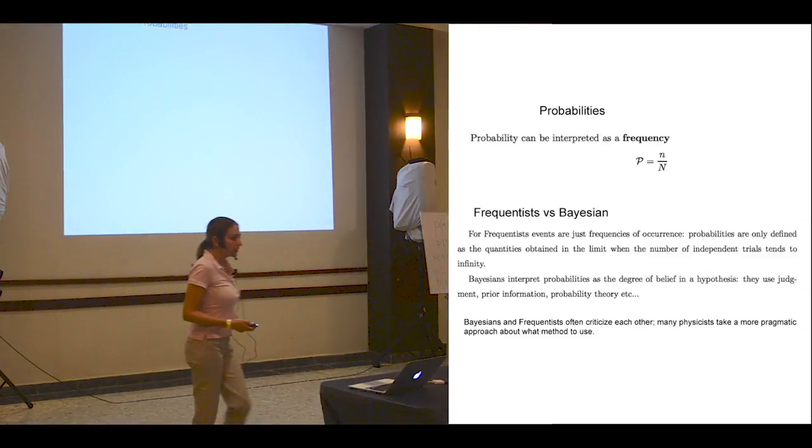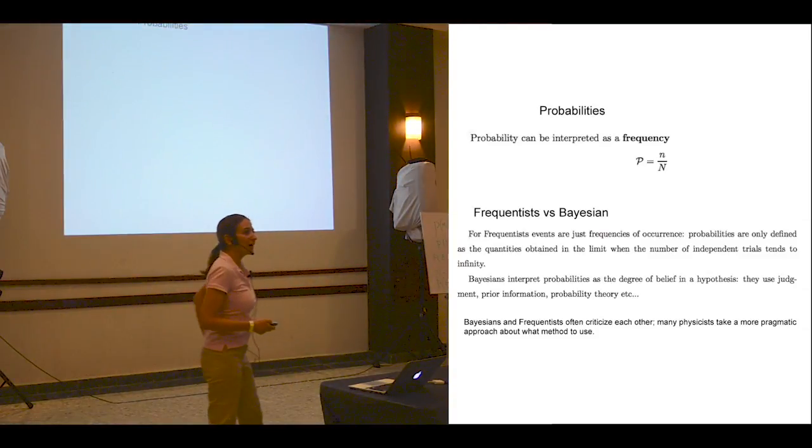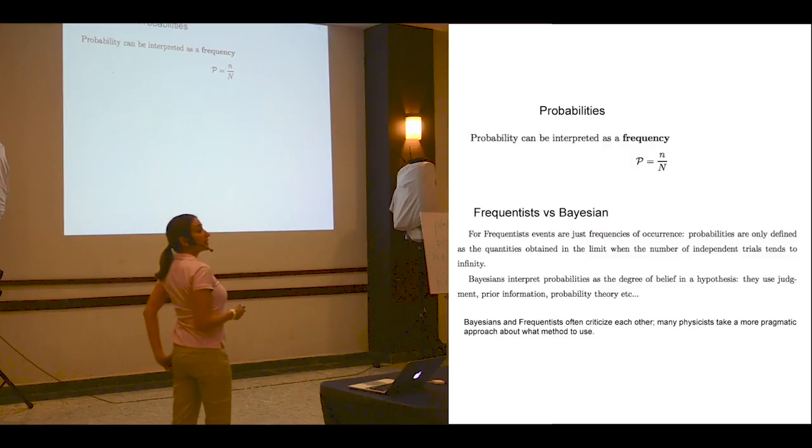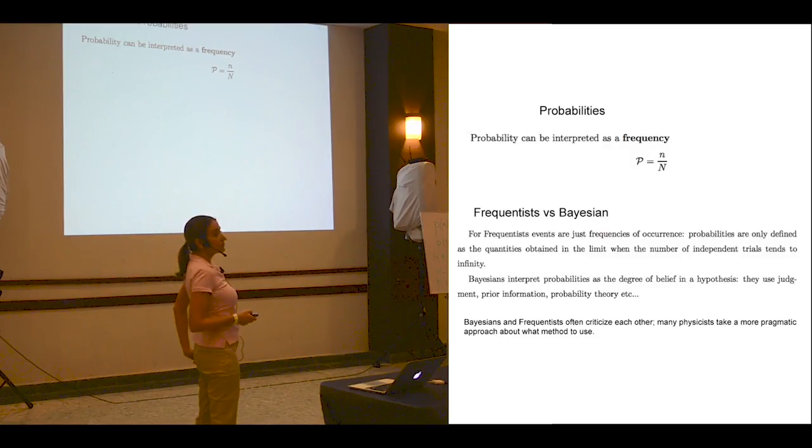Okay. So let's recap again what we heard this morning about probabilities. Probability could be interpreted as frequencies, you know, number of events over the number of trials.